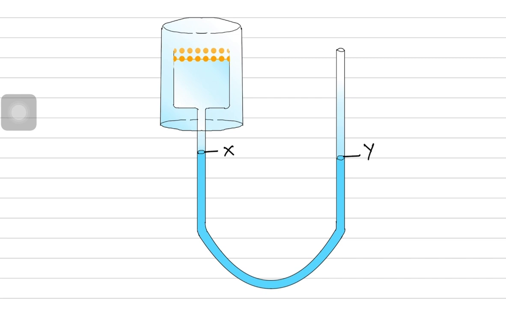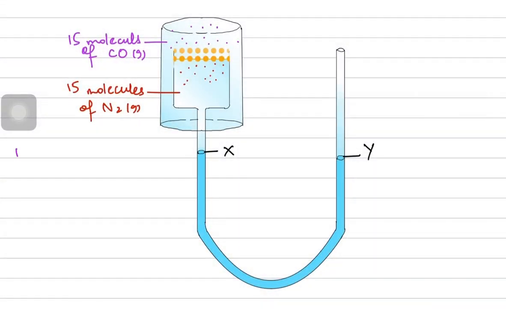Another example of a very similar setup is when in the beaker you have 15 molecules of, let's suppose, carbon monoxide gas, but in the porous spot you have 15 molecules of nitrogen gas. Now it's a comparison between nitrogen and carbon monoxide. We need to first recall the molecular masses.